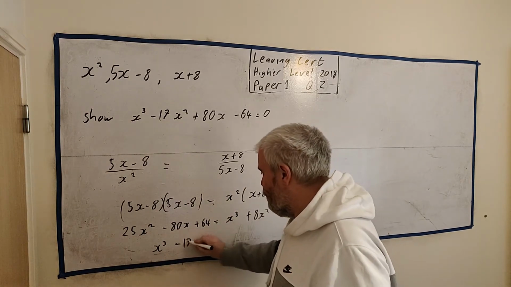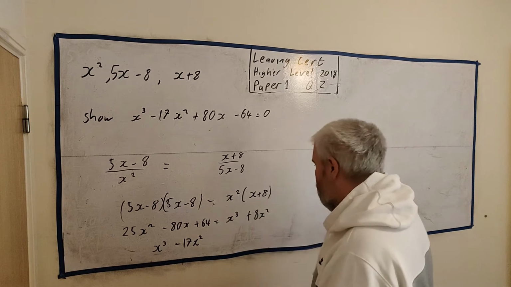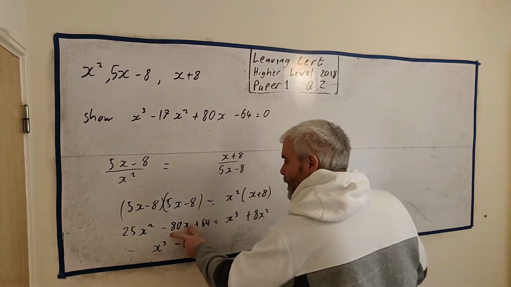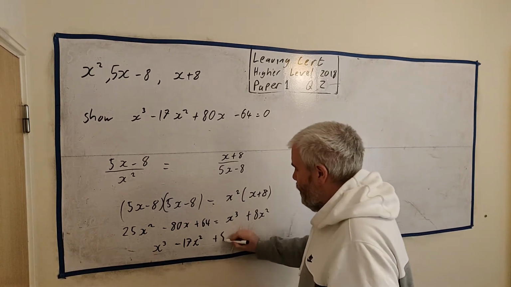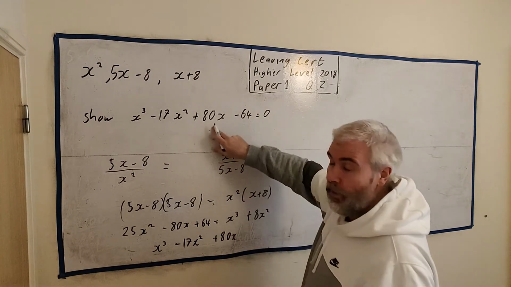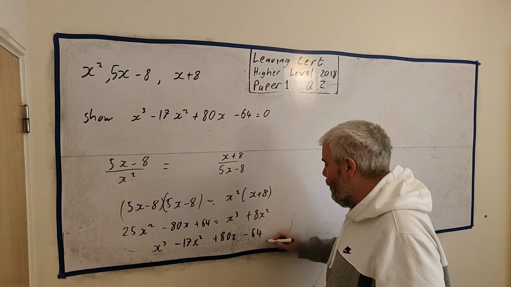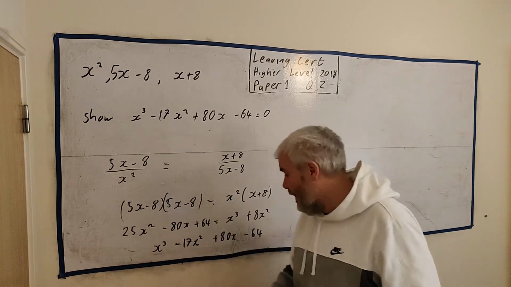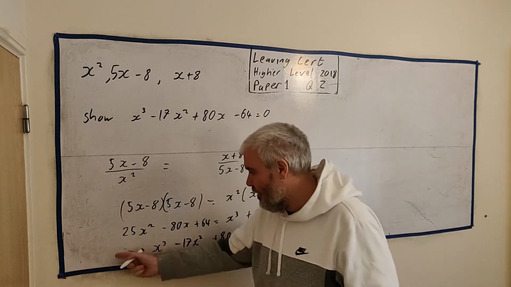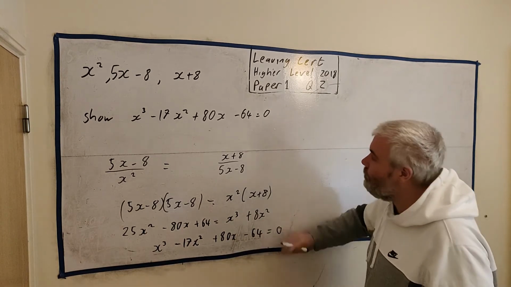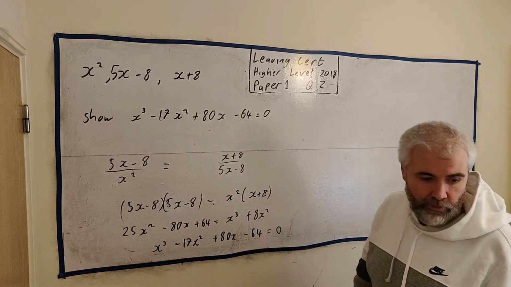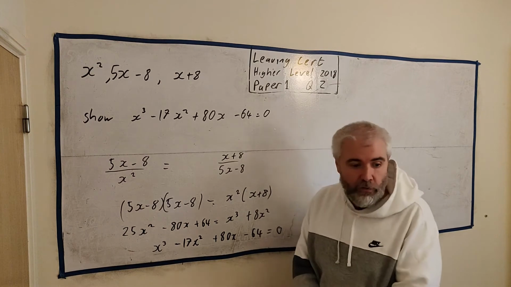That's good. Minus 17x squared. Let's see, minus 80x will become plus 80x, again just as we hoped. And 64 will become minus 64. And we're left with just a 0 over there, so equals 0. And that's it, we've shown this one. So that's all we need to do for part A.